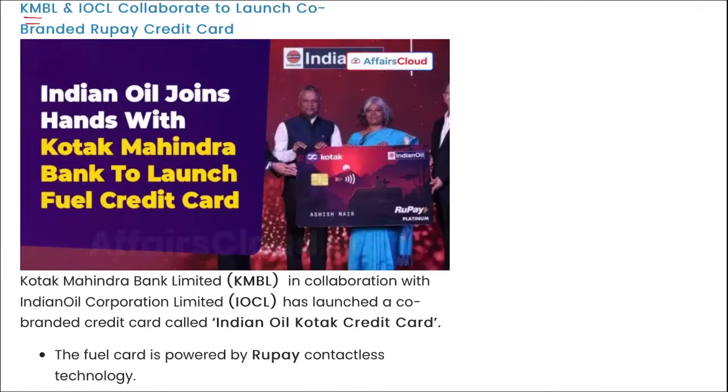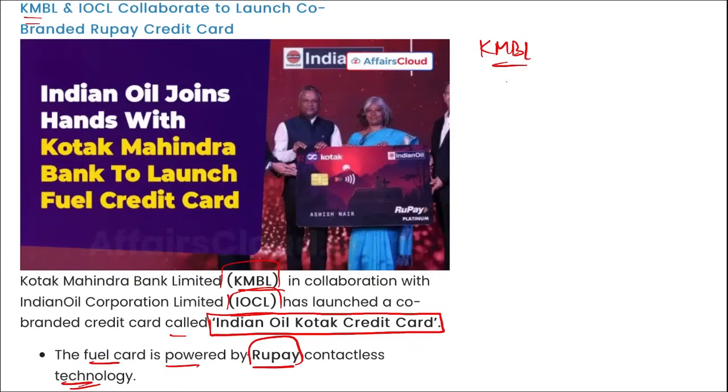Next, KMBL, that is Kotak Mahindra Bank Limited, in collaboration with IOCL has launched a co-branded credit card called the Indian Oil Kotak Credit Card. The fuel card is powered by RuPay contactless technology. I repeat, Kotak Mahindra Bank Limited has partnered with IOCL, that is Indian Oil Corporation Limited, and together they have launched a co-branded credit card, the Indian Oil Kotak Credit Card. And this fuel card will be powered by which technology? It will be powered by RuPay.